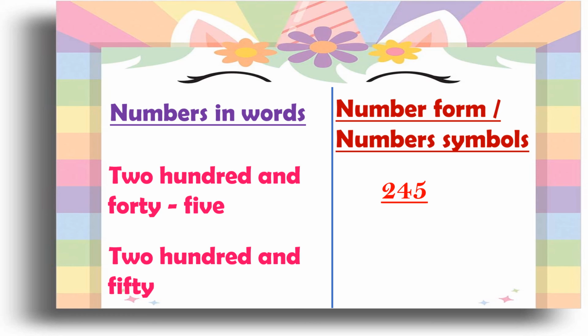Next example is 250. Students, how can you write 250 in number symbols? Louder, please. 250. You got it, students. Very good. 2, 5, and 0. This is the number symbols of 250. But when you read this 2, 5, and 0 in numbers and words, you can read as 250.